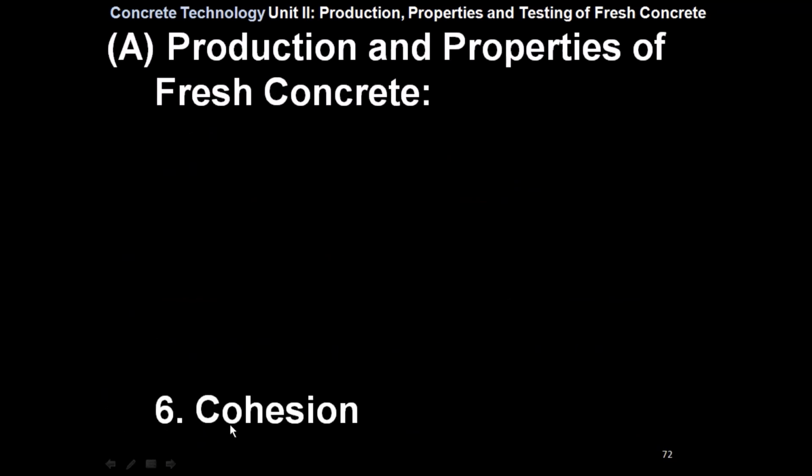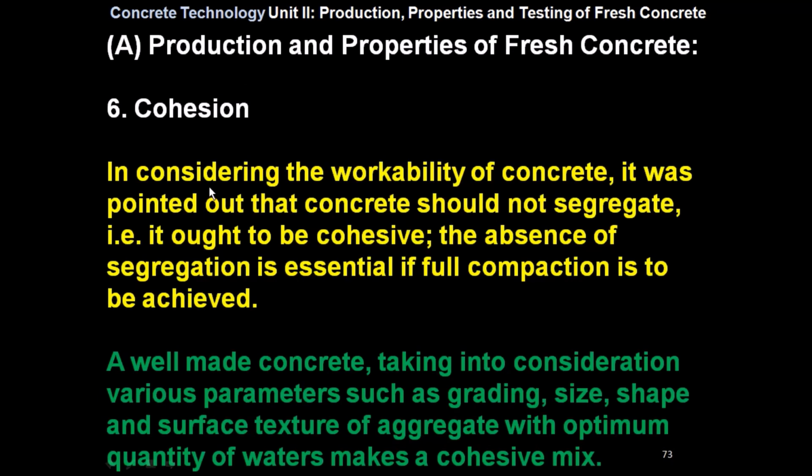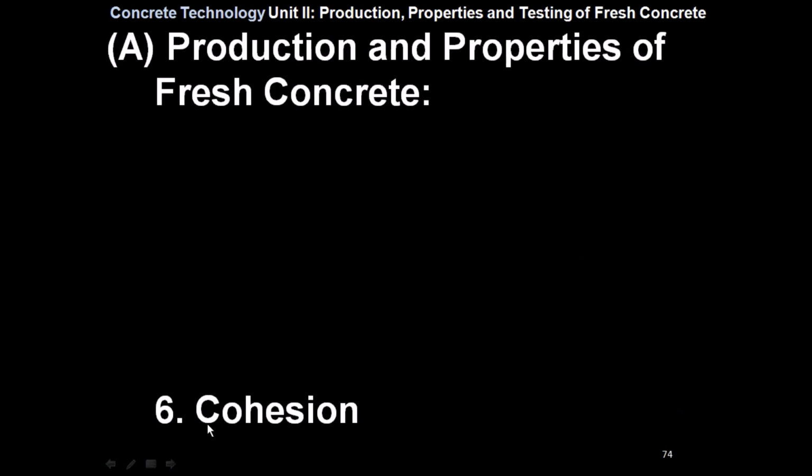Now we will see the cohesion. In considering the workability of concrete, it was pointed out that concrete should not segregate, that is, it ought to be cohesive. The absence of segregation is essential if full compaction is to be achieved. A well-made concrete, taking into consideration various parameters such as grading, size, shape, and surface texture of aggregate with optimum quantity of water, makes a cohesive mix. So we have seen the cohesion.